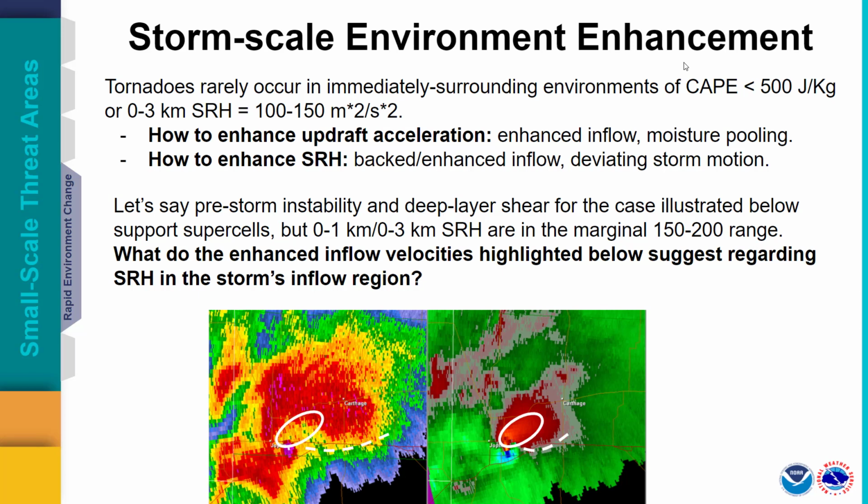What do the enhanced inflow velocities highlighted below suggest regarding SRH in the storm's inflow region? Likely, a local maximum of SRH is developing. Potentially double or triple the pre-storm environment helicity values. The SBC mesoanalysis page will not show this.